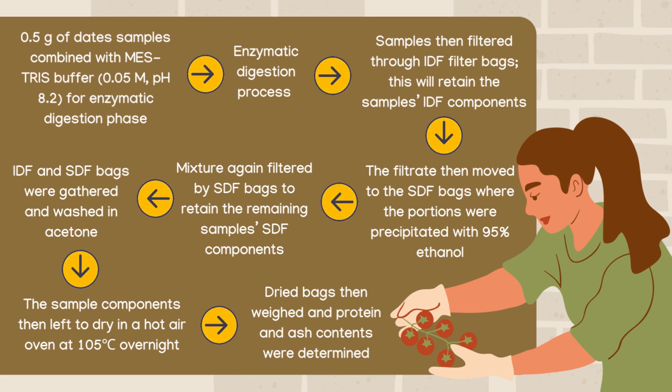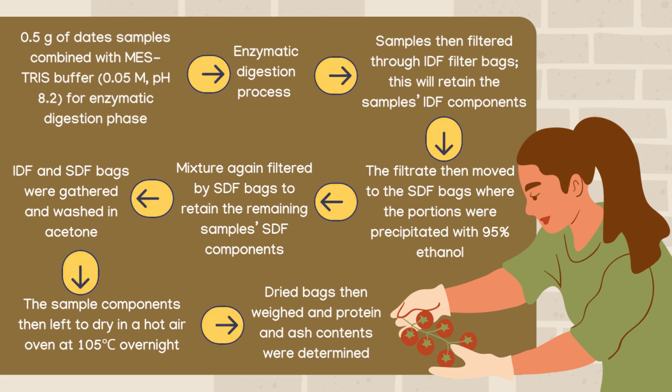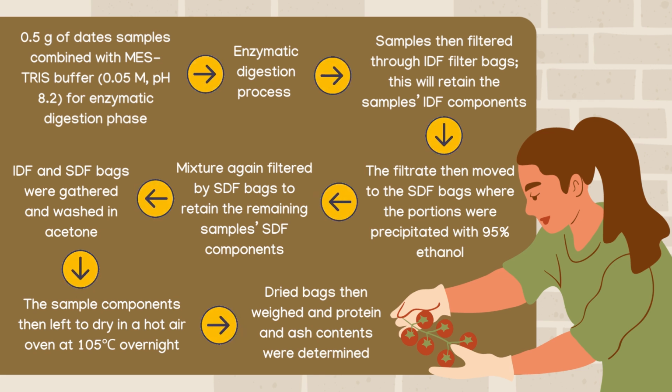The sixth step is after the process, IDF and SDF bags were gathered and washed in acetone. The seventh step is the sample components are then left to dry in a hot air oven at 105 degrees Celsius overnight. And the last step is dried bags are then weighed, and protein and ash contents were determined.